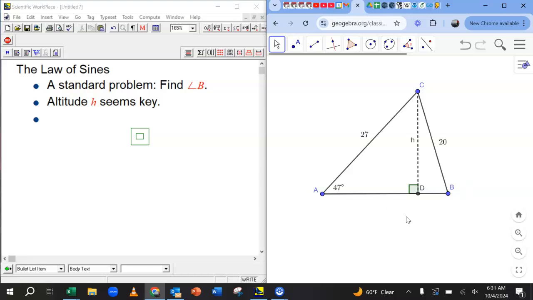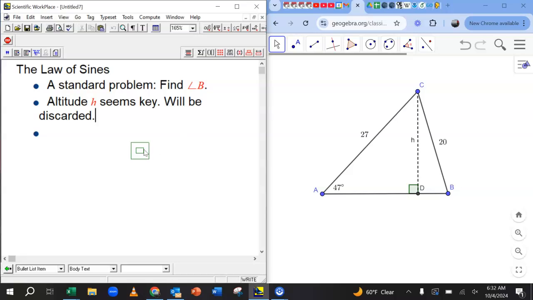Our technique so far for this has been to utilize an altitude, say H here, and go through H to get from the left-hand side right triangle to the right-hand side right triangle. So we'll do that, but then we'll notice at the end that we can actually talk about it without mentioning H. So it seems key, but will be discarded at the end.